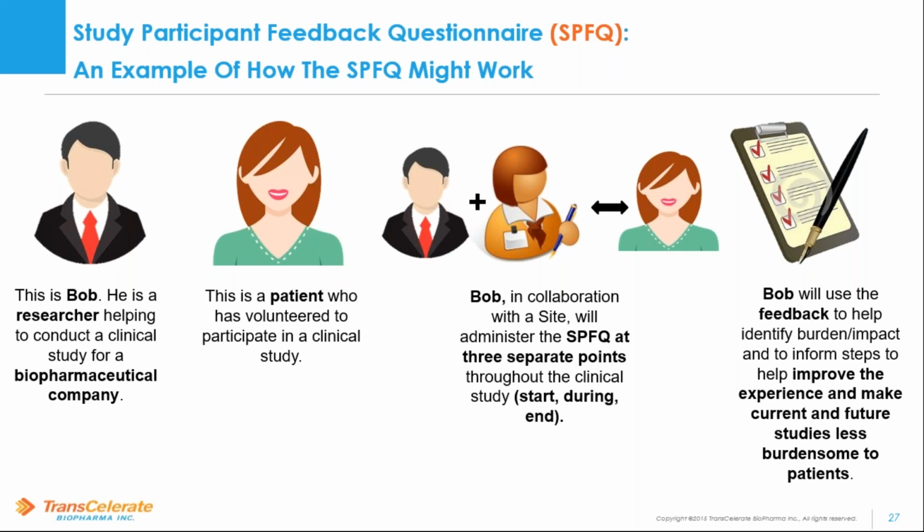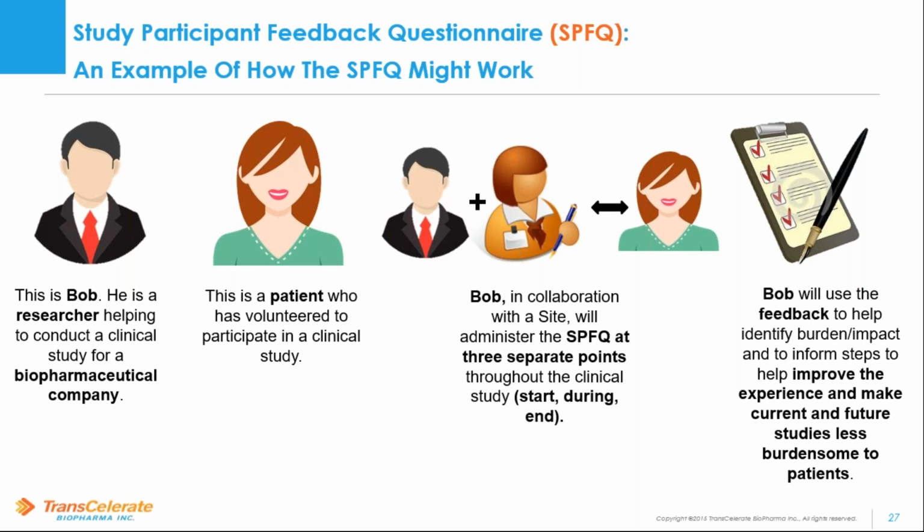And the study team has already worked out ahead of time how the researcher would know to contact patients and how patients would give permission to be contacted for this. And then Bob would work with the site to make sure that the patient completes the SPFQ at the 3 different time points, the start, the middle, and at the end somehow. And again, this is each company's decision about how they might do it. But in this example, Bob maybe comes to site visits. They've arranged that ahead of time.